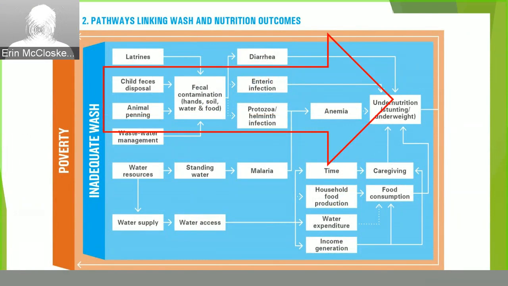So in the top half, it's a lot about the direct pathways, I think, with diarrhea, with the enteric infection, and with the worm infestations leading to undernutrition. And then if you go forward, Eddie. In the bottom half, it's more about the indirect pathways with respect to time poverty and the costs associated.